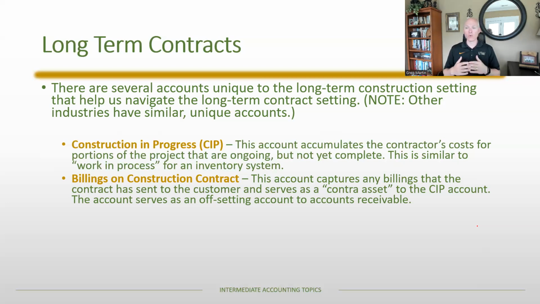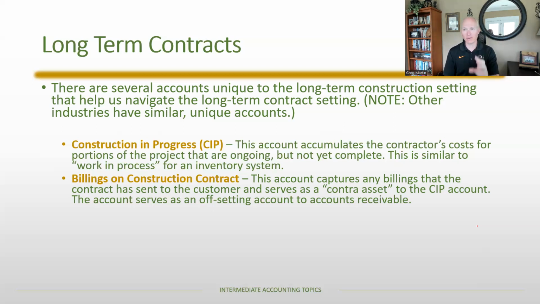And so we know when we send out a bill, typically we're going to have a receivable, because now we have an unconditional right to receive payment. And normally on the other side of that, there'd be sales revenue. And in this case, we're doing sales revenue differently. And so we need something to offset those billings. And that is what this is. So billings on construction contract is a contra asset. As things hit AR, we accumulate those billings in this account.